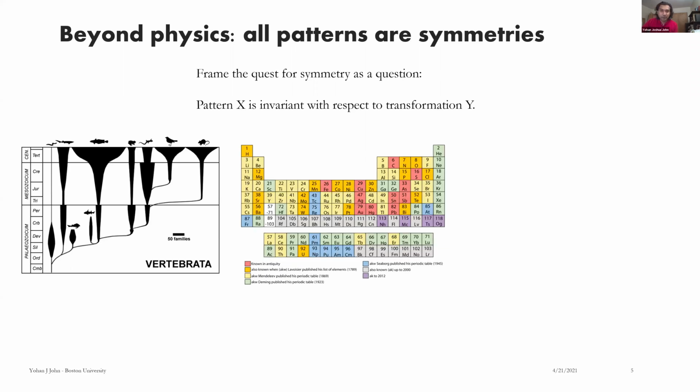This is one of the most beautiful and elegant codifications of several symmetries. Again, would anyone like to name a transformation with respect to which something is invariant?